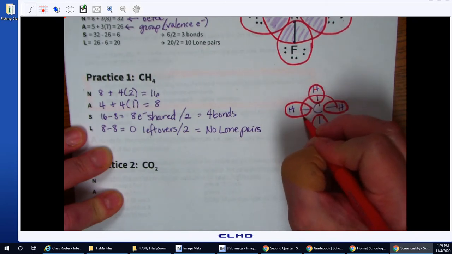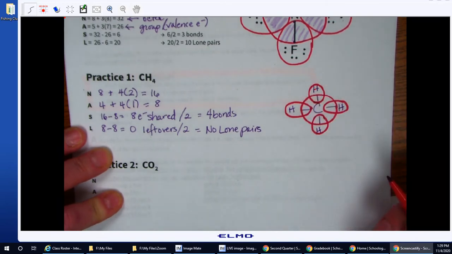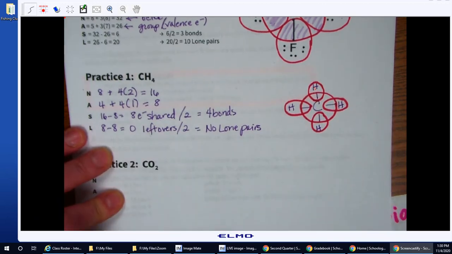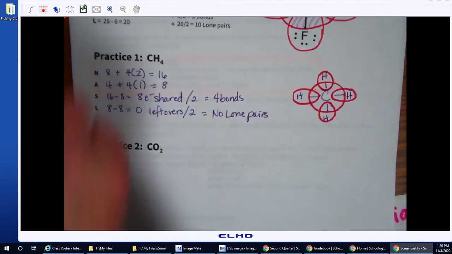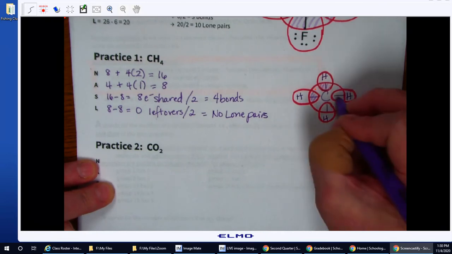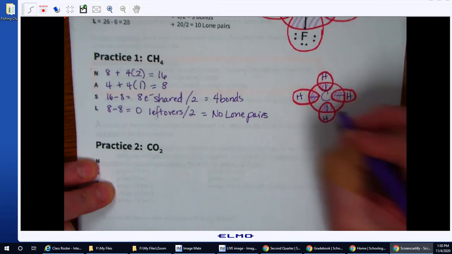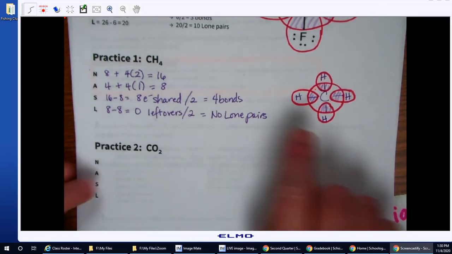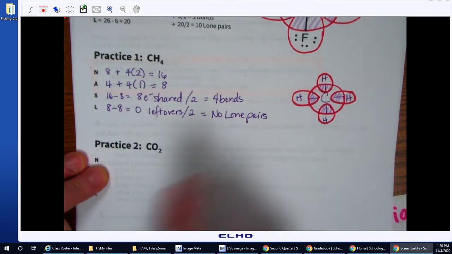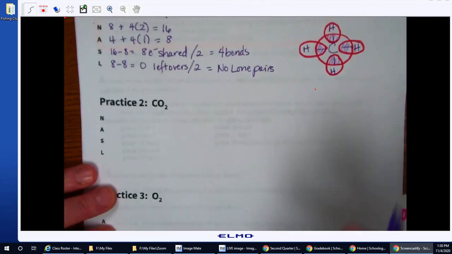Remember, each bond, 2, 4, 6, 8, has 8 electrons in total. So each bond has 2 electrons. So I have 4 bonds. That means a total of 8 electrons. Everybody's happy. Now, what's shared? These are shared electrons. And so those 8 electrons are shared in the form of 4 bonds.